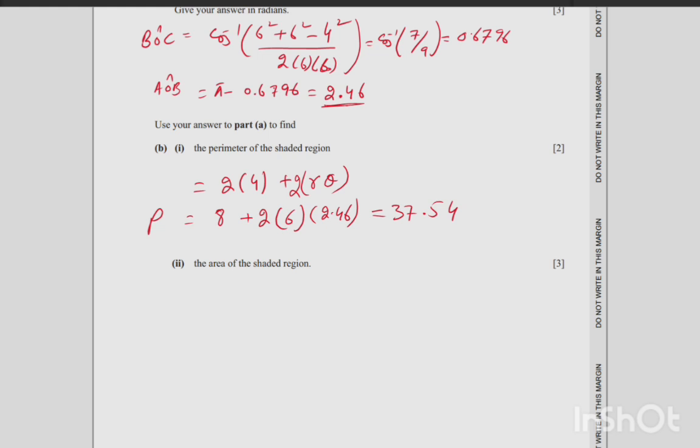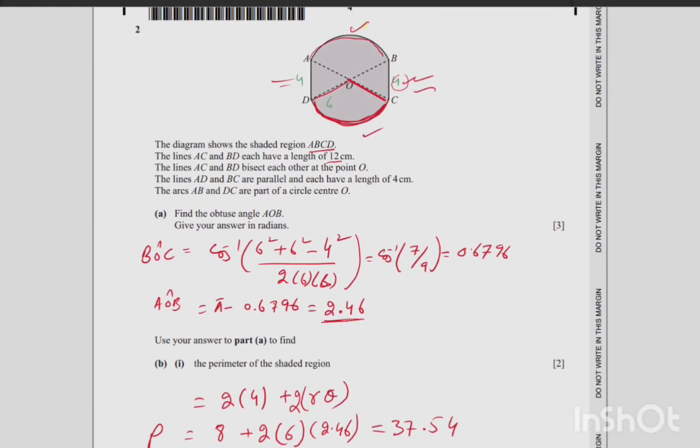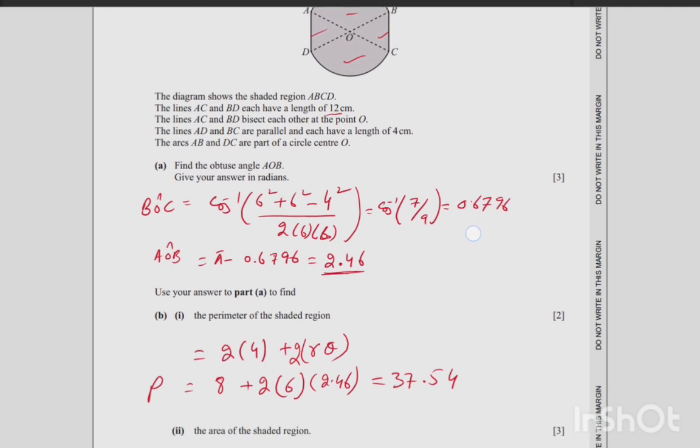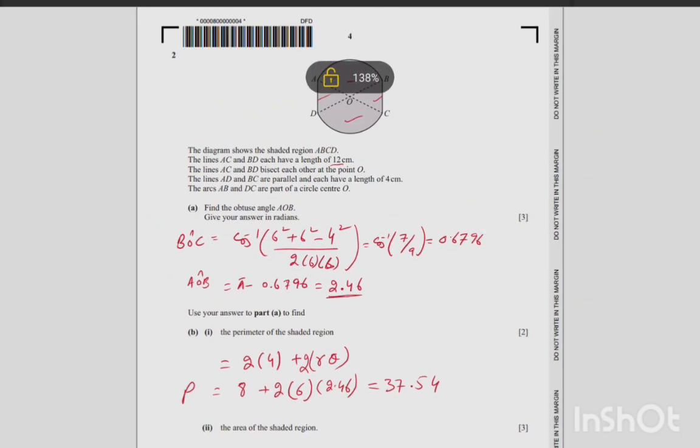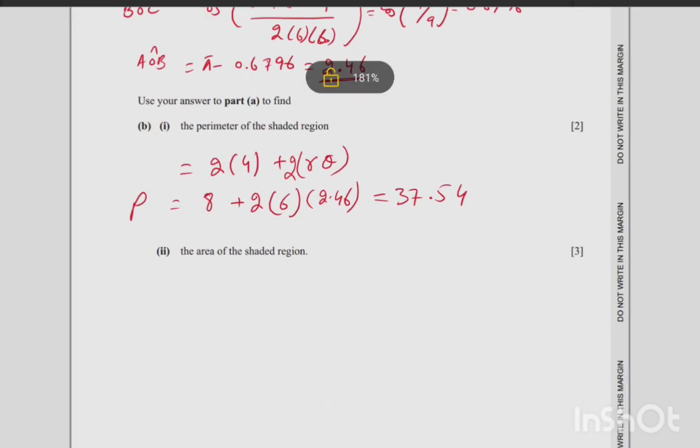Now it's our third part. The question is the area of the shaded region. So what is the shaded region? These all are the shaded regions. So we find the area. There are two sectors and two triangles. Okay, dear students, we have to add two sectors and two triangles.